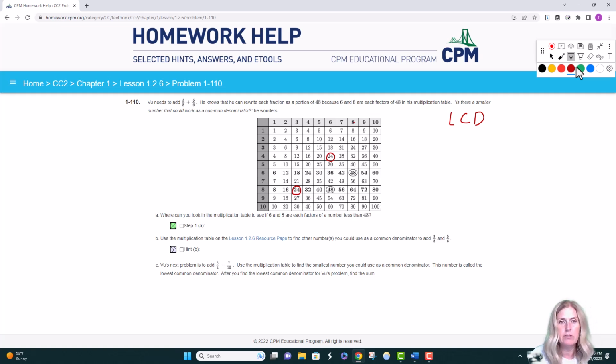Okay, now that we've found out that another common denominator is a 72, I'm going to write that here. Up here, remember, we found the 24, so I'll go ahead and write that down for you. Then see, Vu's next problem is to, oh, hold on. I think we were supposed to find this one?